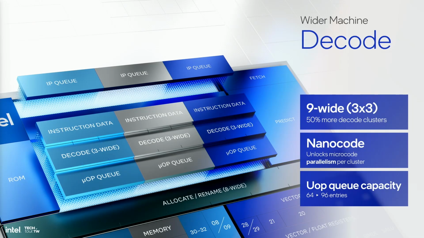Previously we did that on 2 clusters at a time. In SkyMont, we add a third cluster. So now we've improved our instruction throughput for decode by 50%. This is a 9-wide front end for sustained decode.